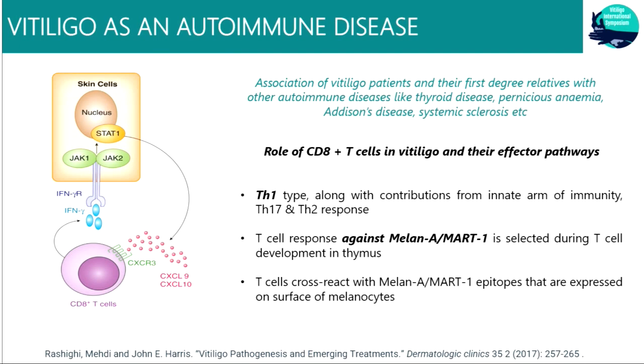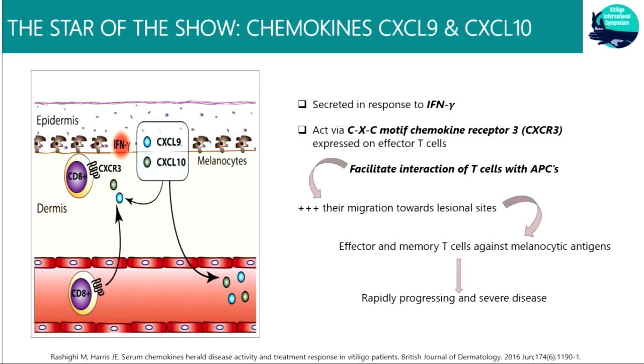The T cell response against the melan A or MART1 antigen is selected during T cell development in the thymus, and these T cells then cross-react with melan A or MART1 epitopes that are expressed on the surface of melanocytes. However, the star of the show in the whole process is the chemokine CXCL9 and 10. They are secreted in response to interferon gamma and act via CXC motif chemokine receptor CXCR3. These facilitate the interaction of T cells with antigen-presenting cells, leading to their increased migration towards lesional sites, causing effector and memory T cells to be recruited more against melanocytic antigens, thus causing rapidly progressive and severe disease.